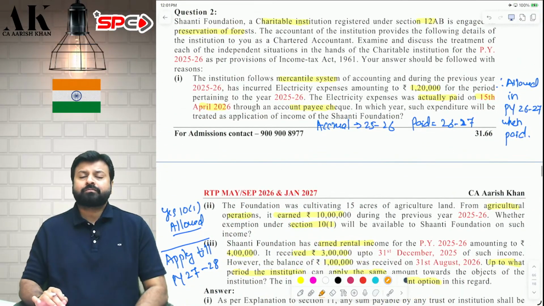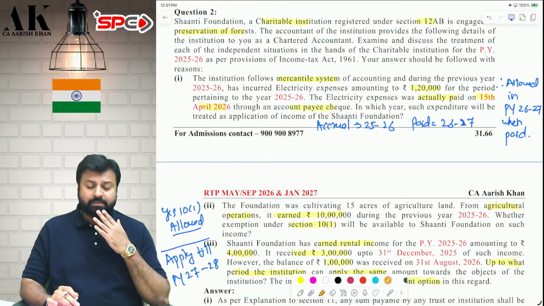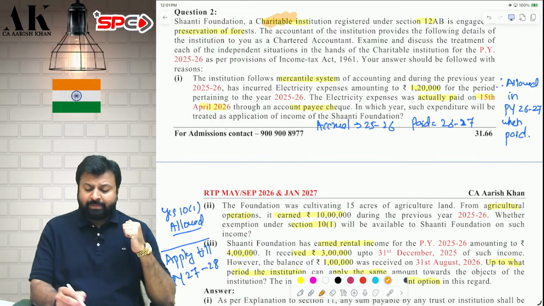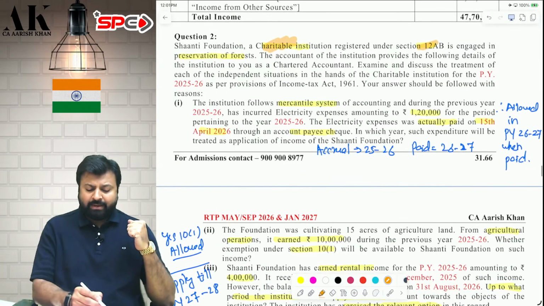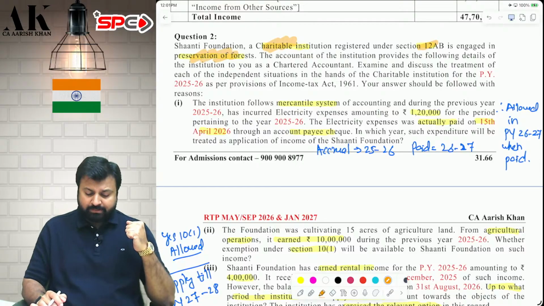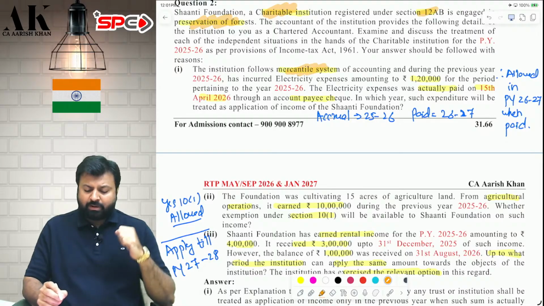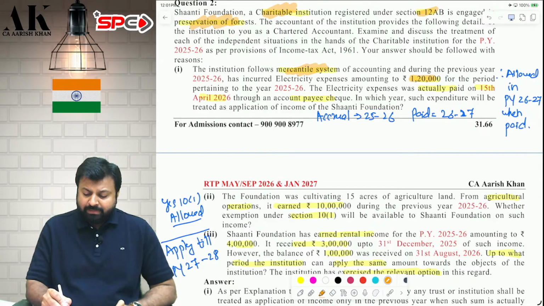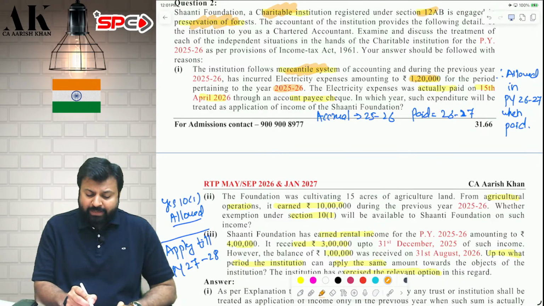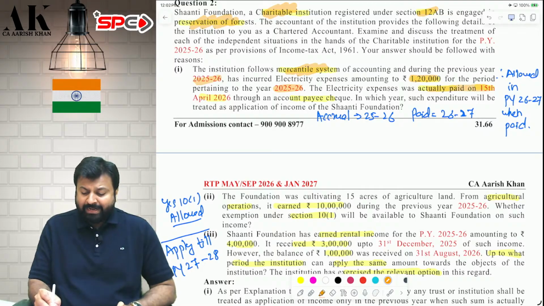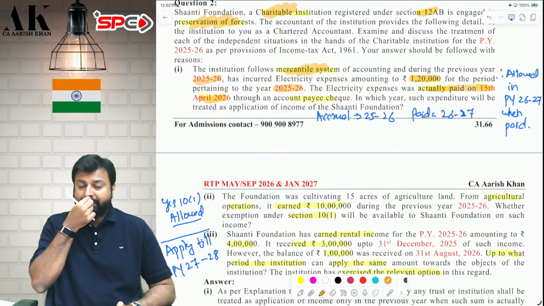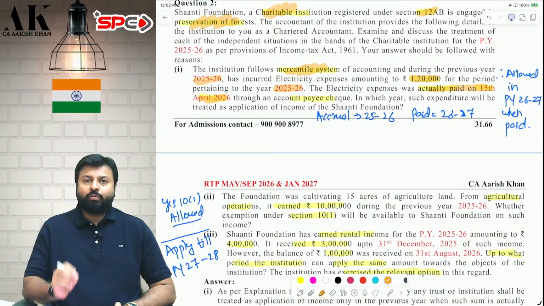Question number 2, which is on charitable trust. So there is a charitable trust registered under 12AB, engaged in preservation of forest. The very first question over here is, they are following mercantile system of accounting. Now, they have incurred some electricity expenses of 1,20,000 in 25-26, but it was paid in 26-27 on 15th April 2026. So when will they get the deduction?